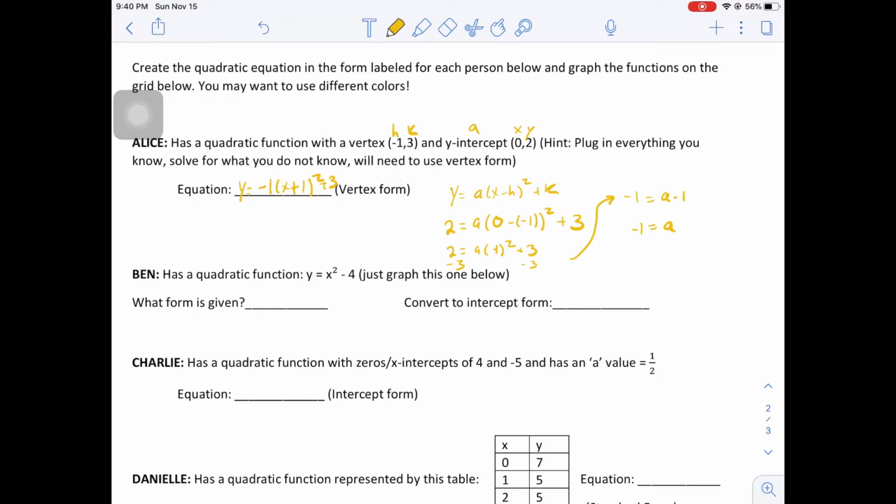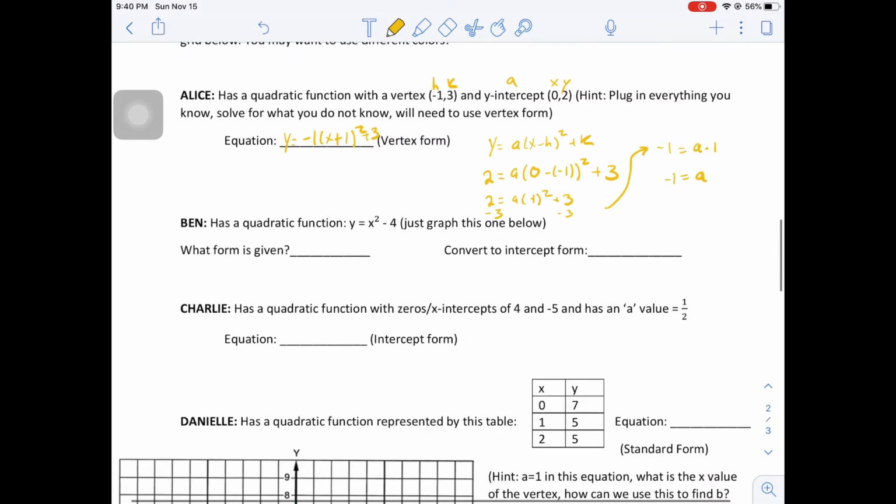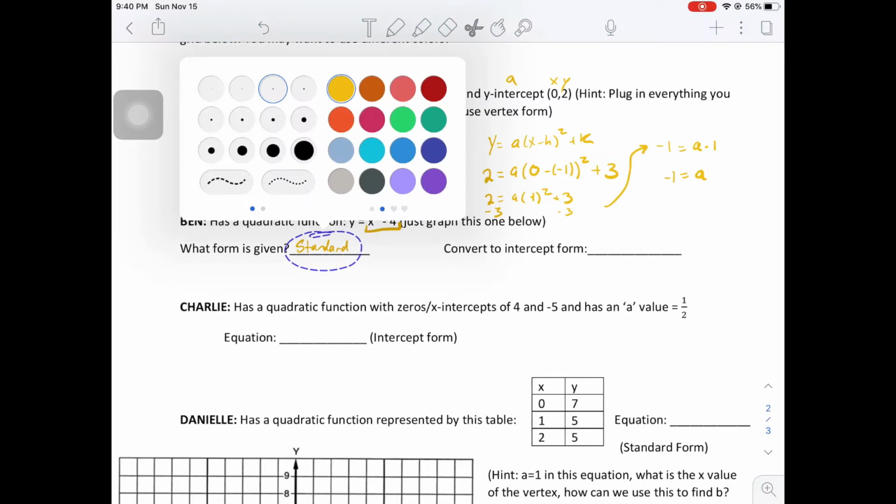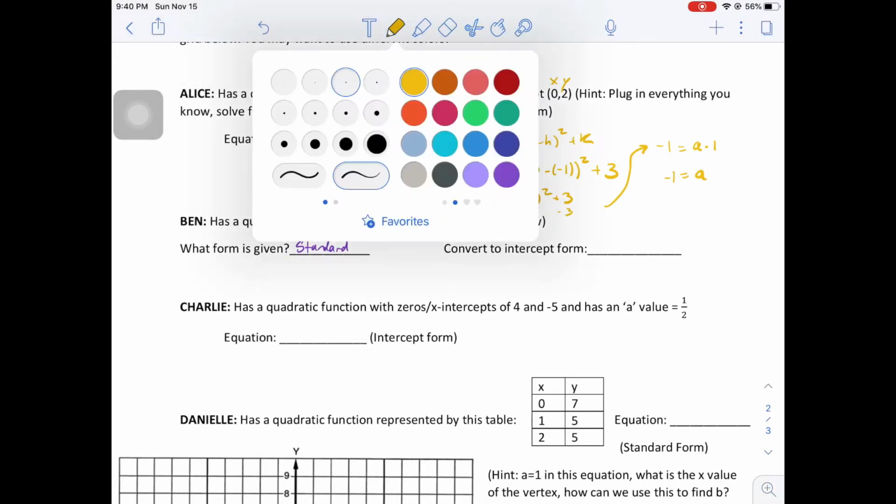Okay. Next up, Ben has a quadratic function, y equals x squared minus 4. What form is this given to us in? All right. So technically, this is standard form, ax squared plus bx plus c. Just that b is 0. So then it gets rid of the middle term here. So we can call this standard form. I'm actually going to change this color. We'll make it like a purple.